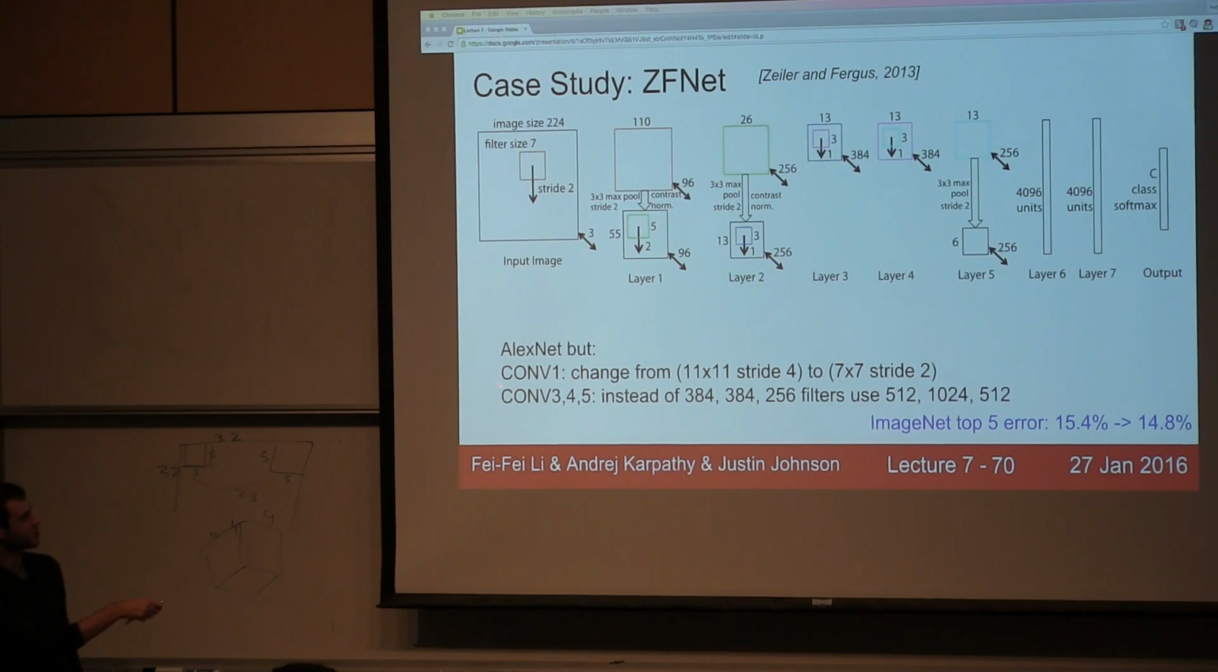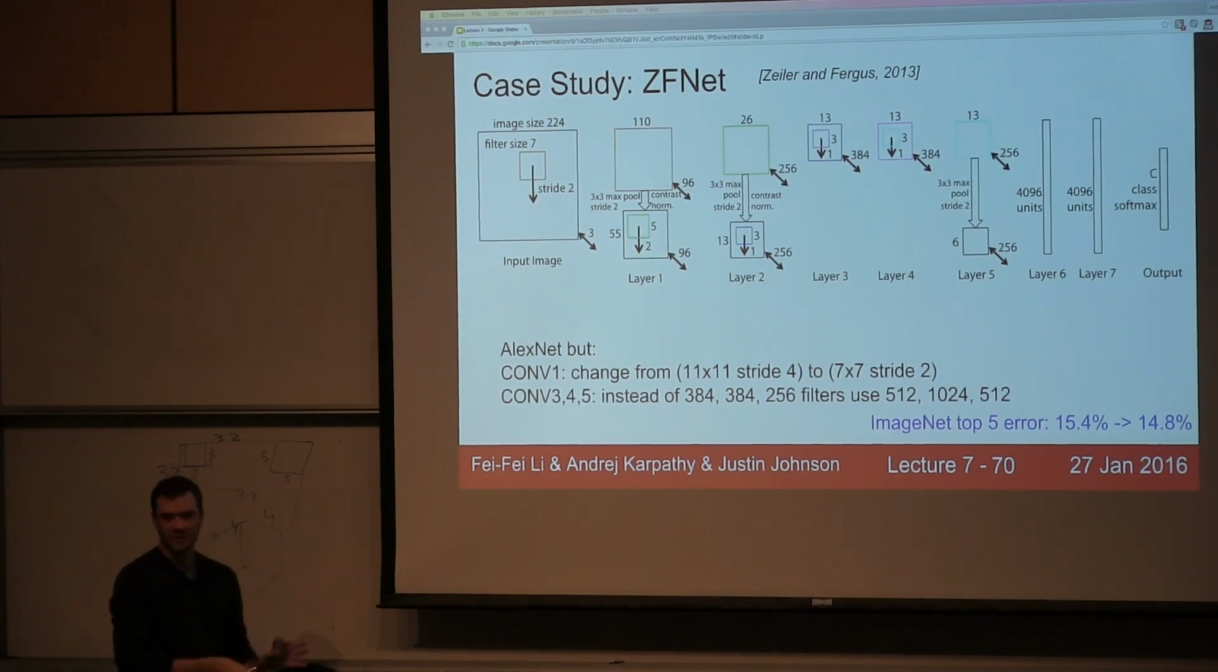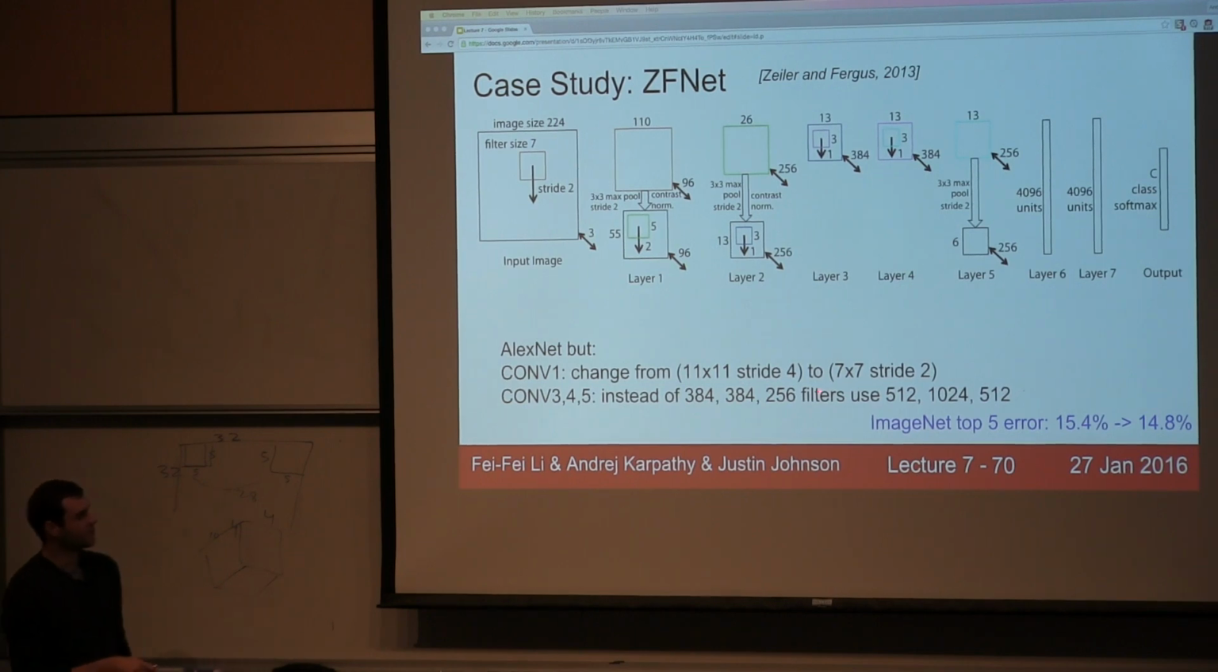And in particular, the big changes were for the conv1. Originally there was an 11 by 11 stride 4 convolution on the first layer, and they found that that was too drastic. You're skipping way too much, and you had all these funny artifacts in the first layer. So they instead recommended that you do 7 by 7 filters of stride 2 instead of this.